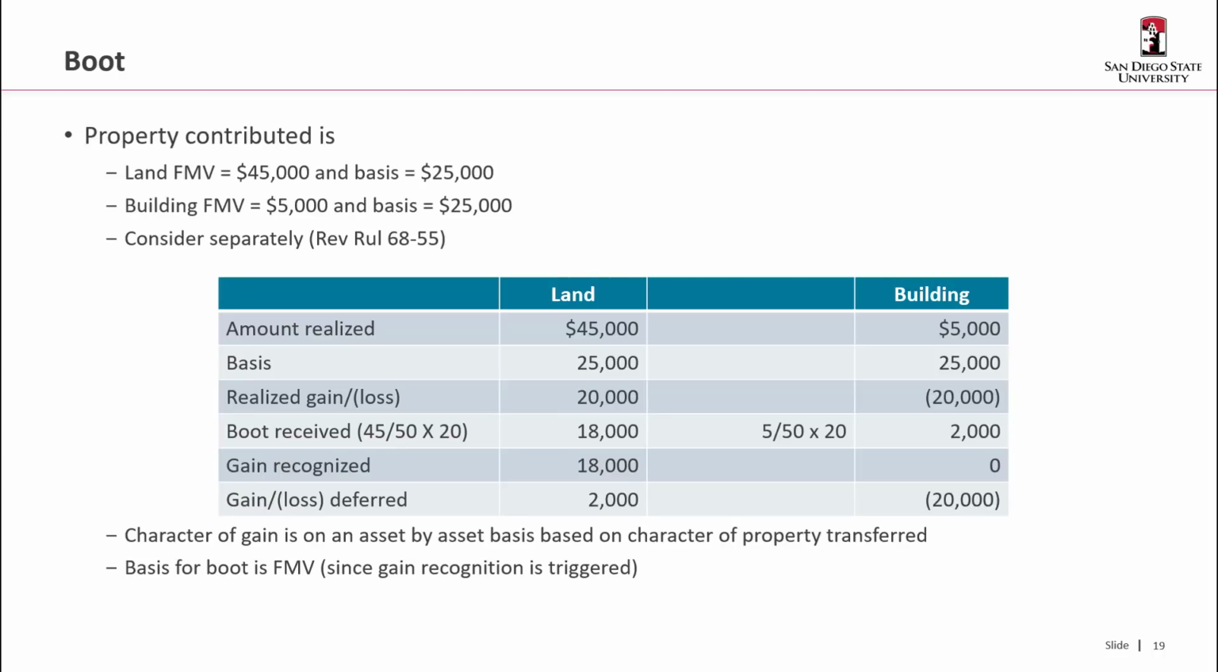If we flip over and look at the building, it's actually at a loss. So boot doesn't trigger any recognition of losses. And what happens is, even though there's some boot allocated to the building, there's no loss recognition. And as a result, the entire loss is deferred. So the character of the gain, whatever it is, we'd say, okay, well, whatever the land is as an asset, let's call that a capital asset, because it probably is, we would recognize gain of $18,000 capital, right? The building's a loss and there's none recognized, so it doesn't really matter.